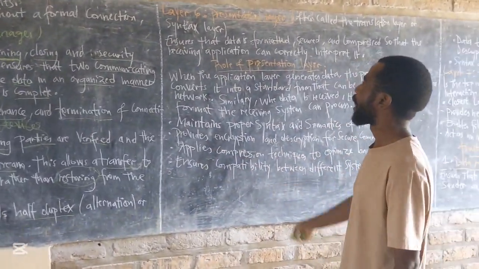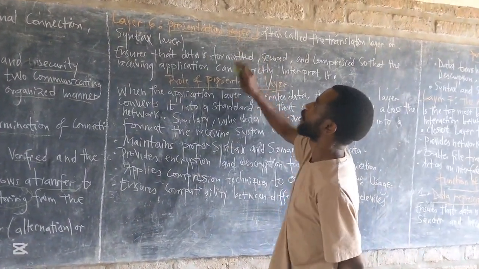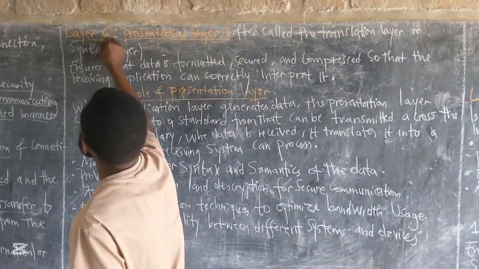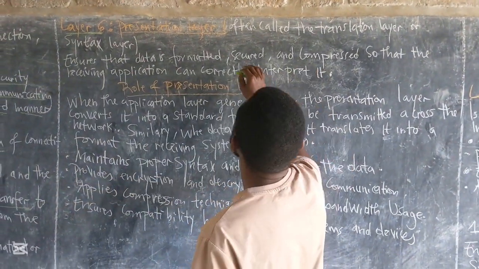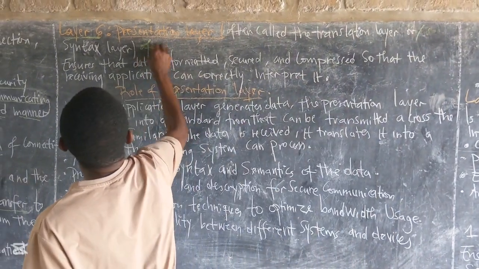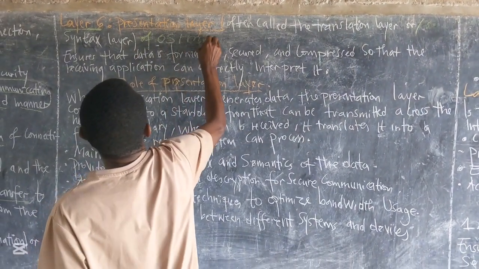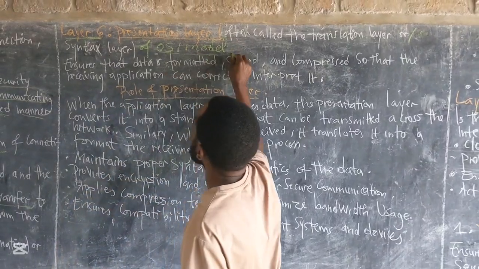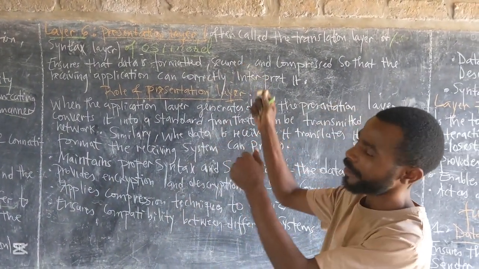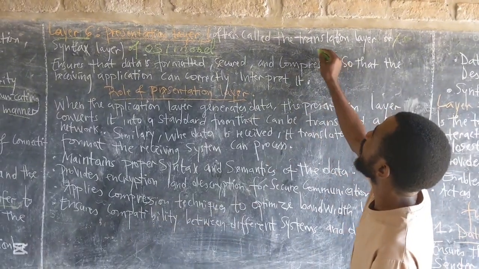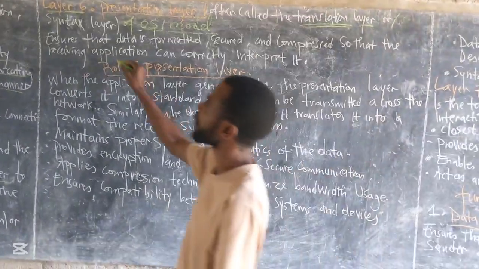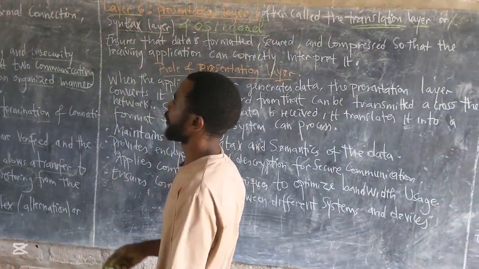Now we reach the presentation layer, which is layer 6 of the OSI model. We are still on the OSI model. We have the presentation layer. This presentation layer can also be called the translation layer or syntax layer.